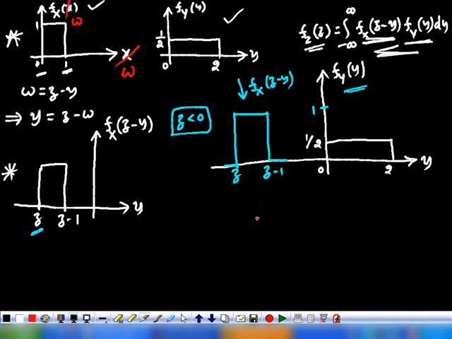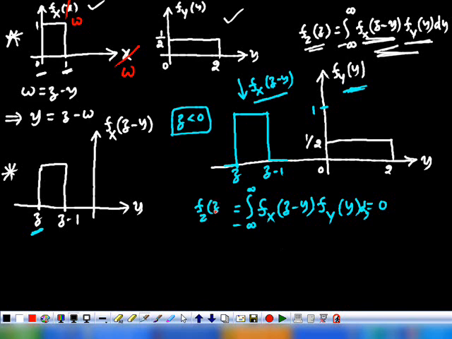Now, if z is less than 0, take the product of these two. Find fx of z minus y multiplied with fy of y. What is the product? It is very clear from the plot. If you multiply these two, there are no common terms. So if the product is 0, the area under that product is also 0. Therefore, what is this integral? This is fz of z. So fz of z is equivalent to 0 for z less than 0.